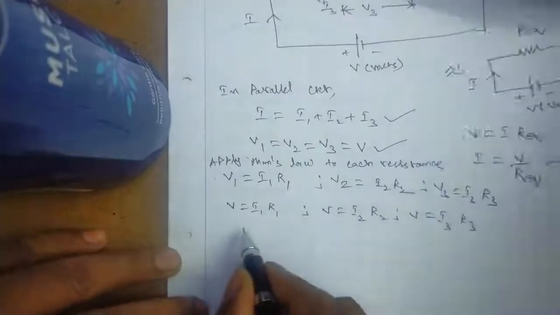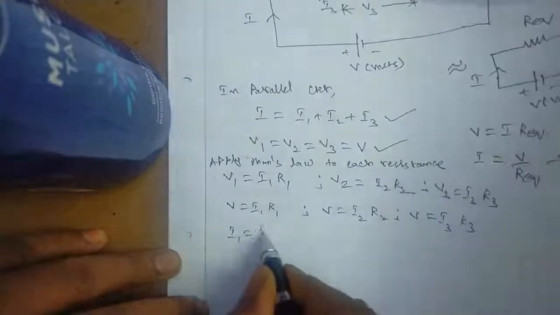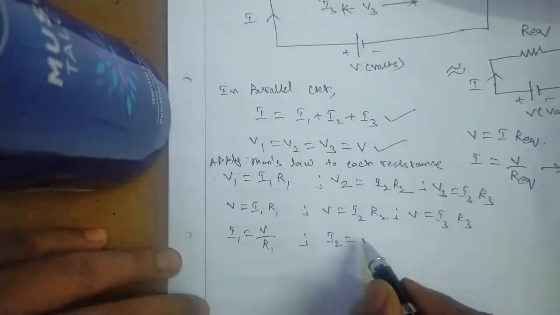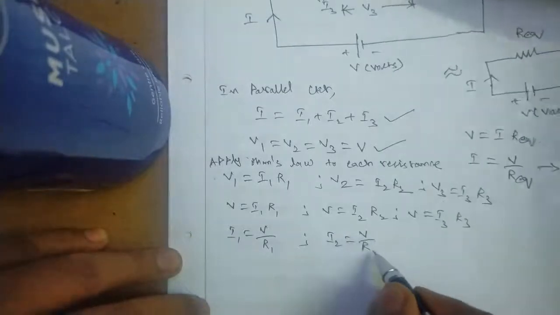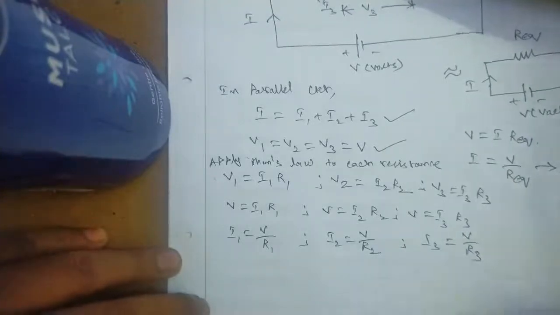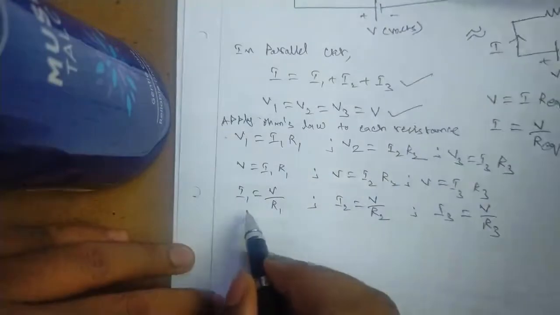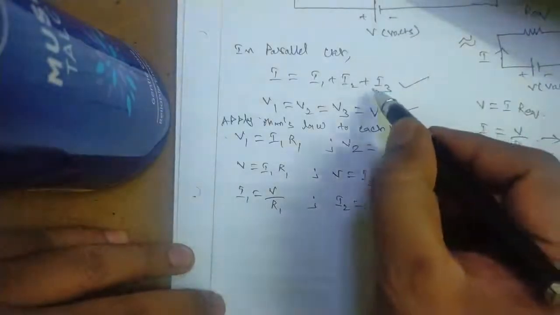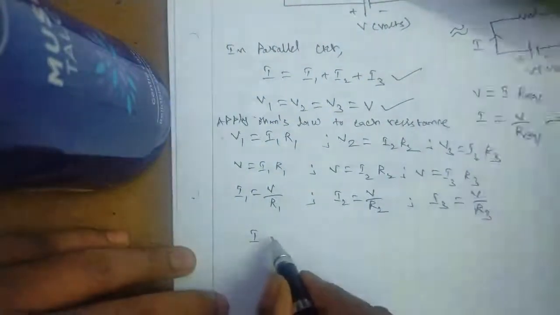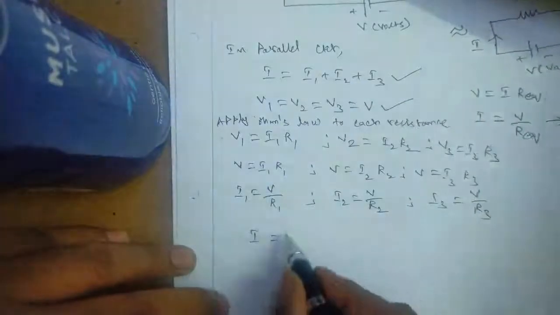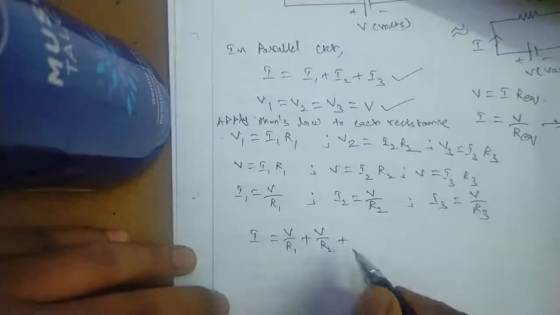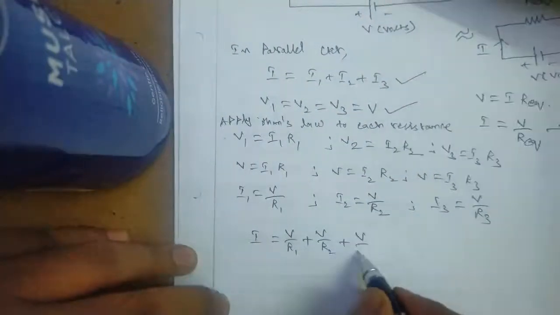From these expressions, I1 is equal to V by R1, I2 is equal to V by R2, and I3 is equal to V by R3. Now substitute I1, I2, I3 in the expression I is equal to I1 plus I2 plus I3. We get I is equal to V by R1 plus V by R2 plus V by R3.